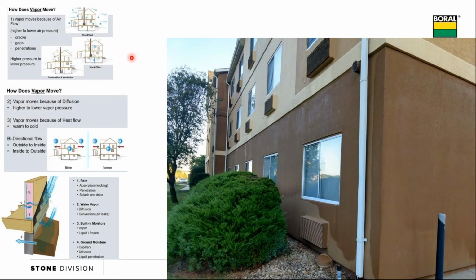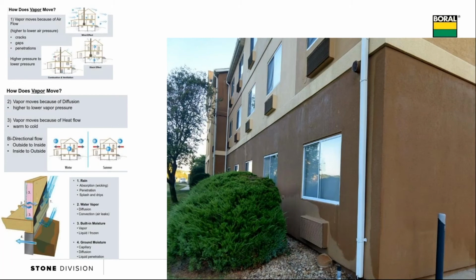Some phenomenal information on things like HVAC, and how that moves vapor through our walls. Wind effects on our buildings can do that. If it's hot outside and cold inside or vice versa, that will cause vapor to move through our walls. And then obviously all the different rain events that happen.